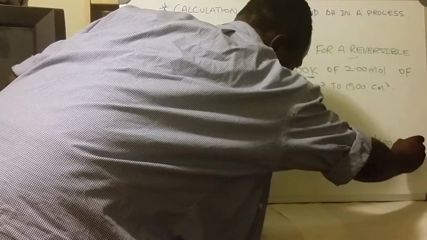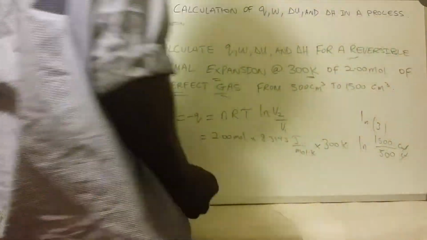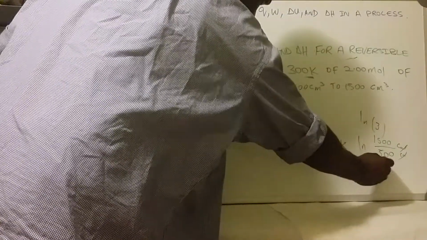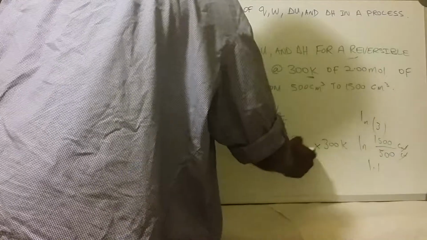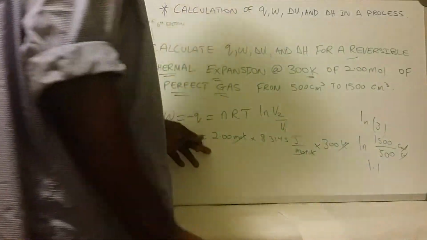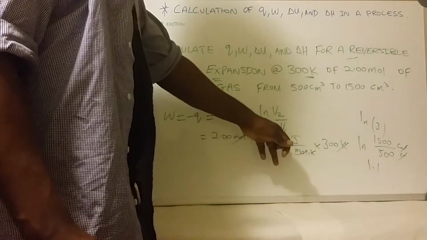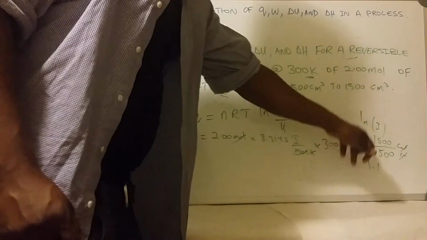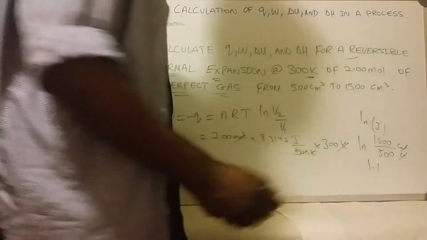and cm cube, both cancel out. So this should be 3. So ln of 3 is approximately 1.1. So this is 1.1 times 300 Kelvin. The mole cancels out with mole. So we have 2 times 8.3145 joules times 300 times 1.1, because ln of 3 is 1.1. Because this divided by this, you get 3.